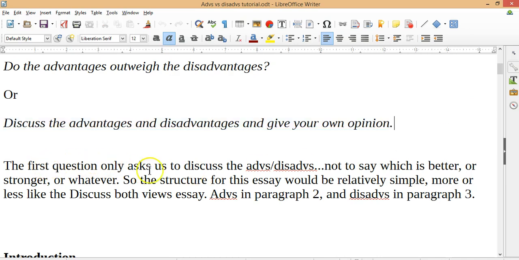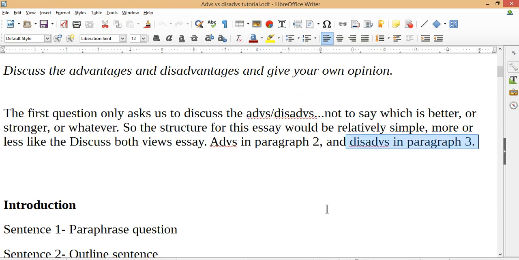So question 1, it's basically like the discuss both views essay. It only asks us to say what the advantages and disadvantages are. It's not asking for us to choose which is better, worse, or express an opinion. So the structure for this essay is relatively simple. It's more or less like discuss both views: advantages in paragraph 2, disadvantages in paragraph 3. That's it. We'll take a look at an example a little later to explain this.